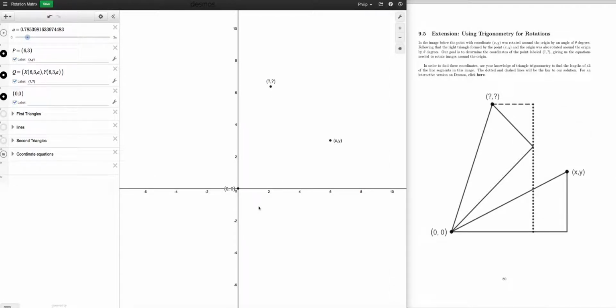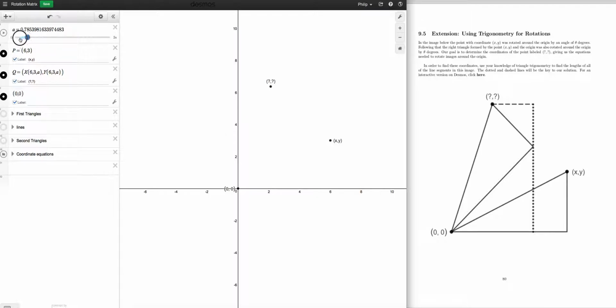Hi everyone. In this video, I want to give some more details about the activity where we figure out how to use trigonometry for rotations. So for reference, what I have over here on the right is the activity with all the descriptions. In particular, there's this picture here, which might seem a little bit mysterious, but when it's paired with this Desmos screen here, we're going to see that it makes a little bit more sense.